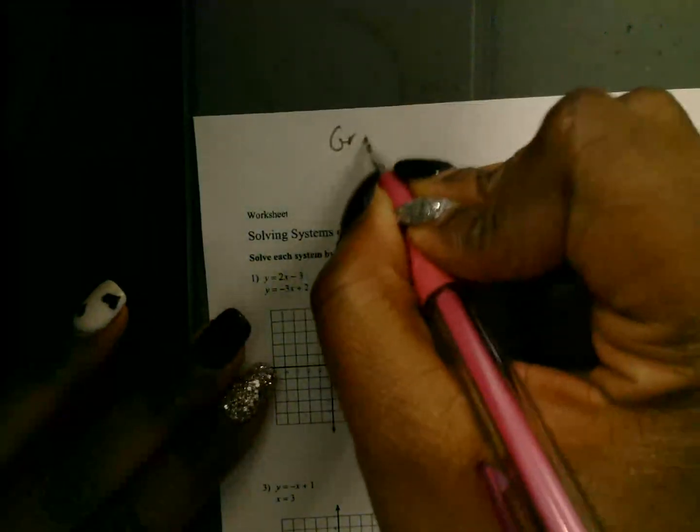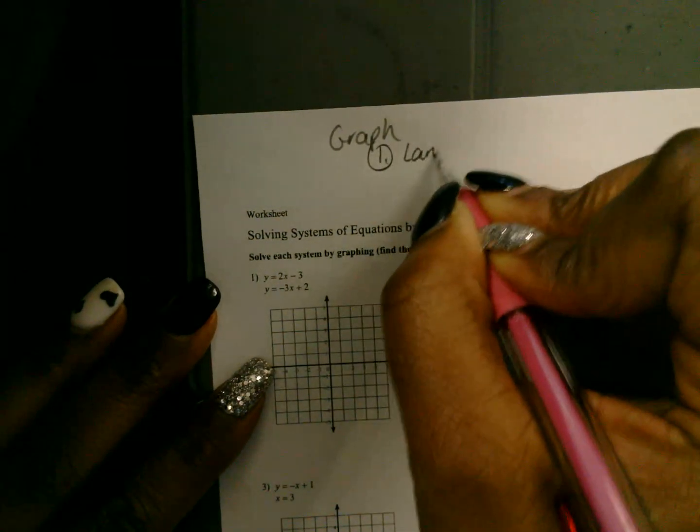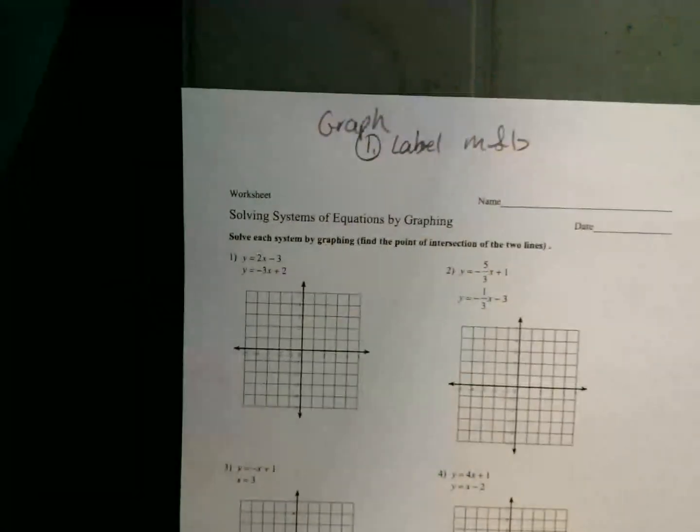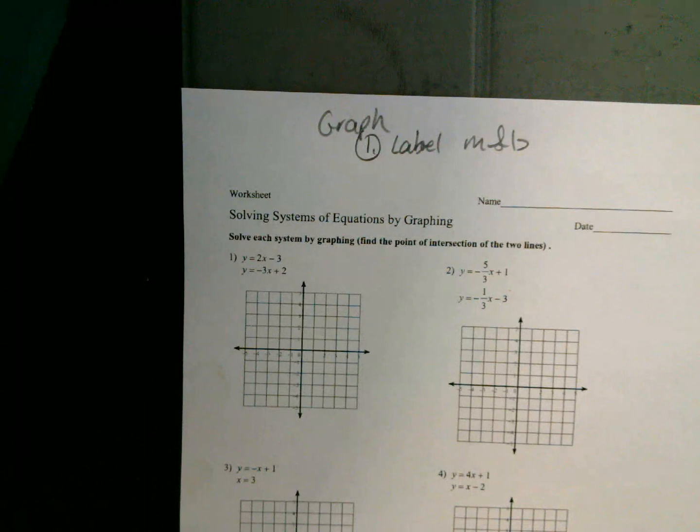In order to graph, the first thing that you're going to do is label your m and b. That is first. Please write. We're going to label the slope, and then we're going to label the y-intercept. Write this down.